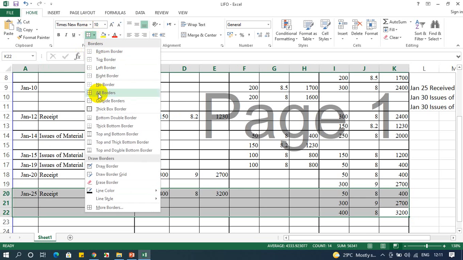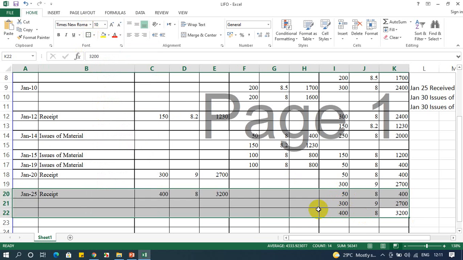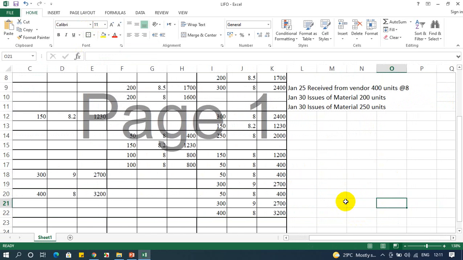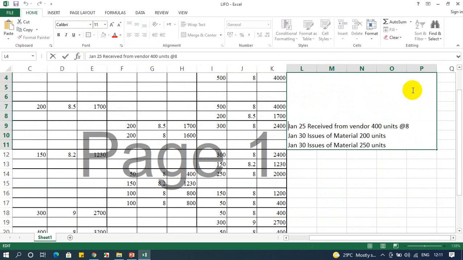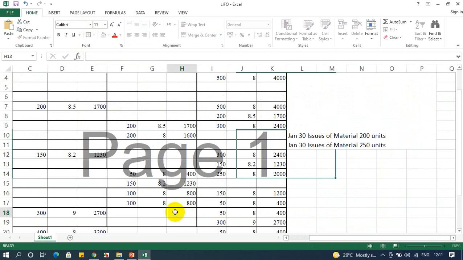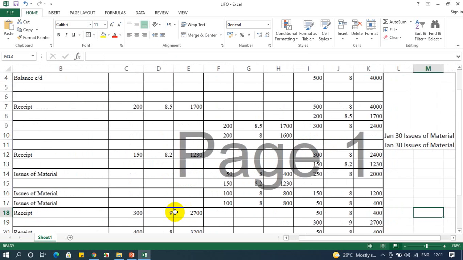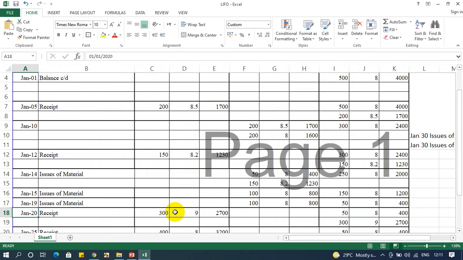So this is how we have the balance from the last period, these 50 units and these 300 units, but the new balance which is coming into the picture is 400 units at the rate of 8, and then we are issuing. And then, January 30, issue of material, how much? 200 units. So we issued material.